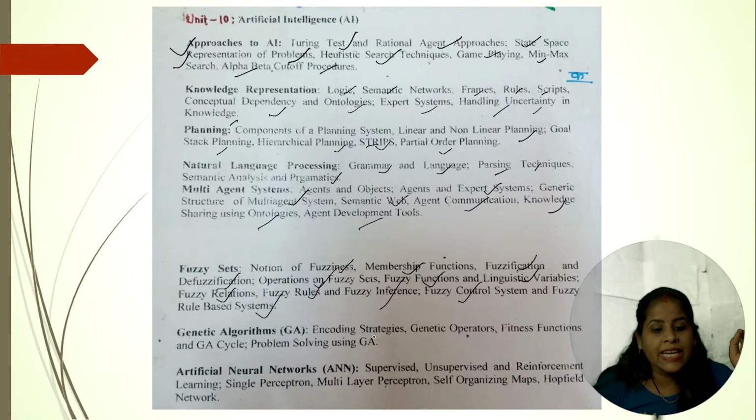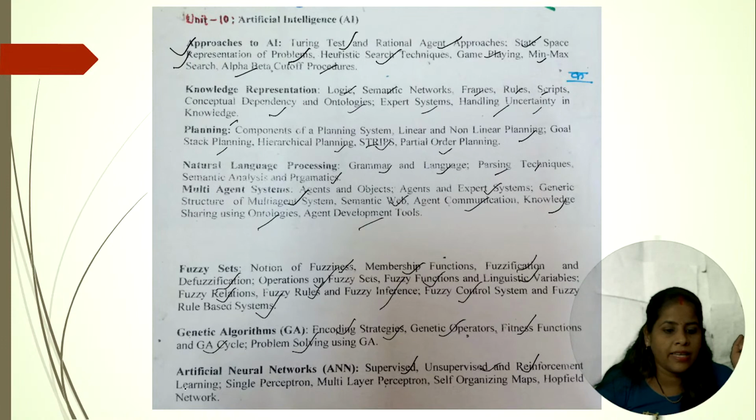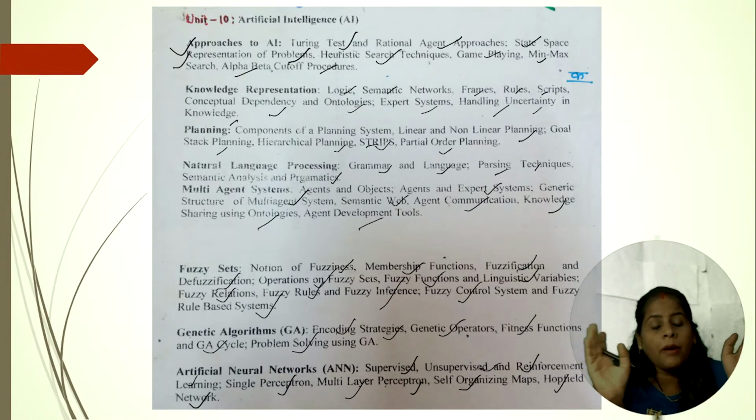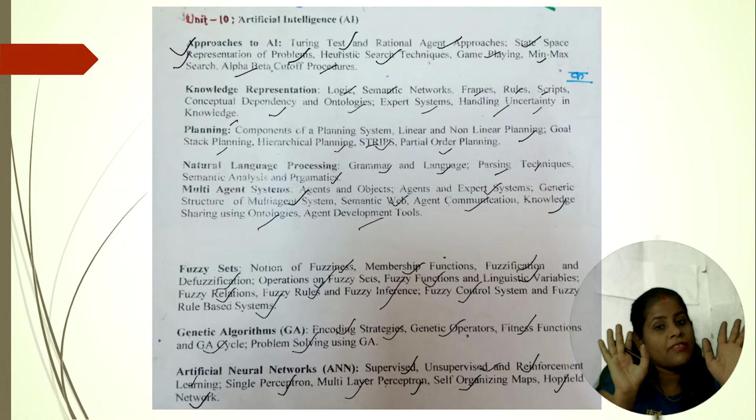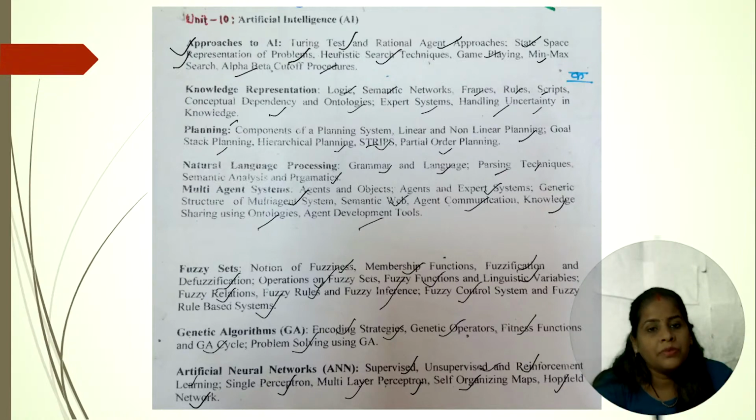Now genetic algorithm, encoding, strategy, genetic operators, fitness function, GA cycle, problem solving using GA. Now come to the last unit, artificial neural networks: supervised, unsupervised and reinforcement learning, single perceptron, multi-layer perceptron, self-organization map, Hopfield network. This is all about the unit, and from this unit we will get 10 questions in our exams, and we will prepare ourselves for all these 10 questions. Okay, come to next slide.